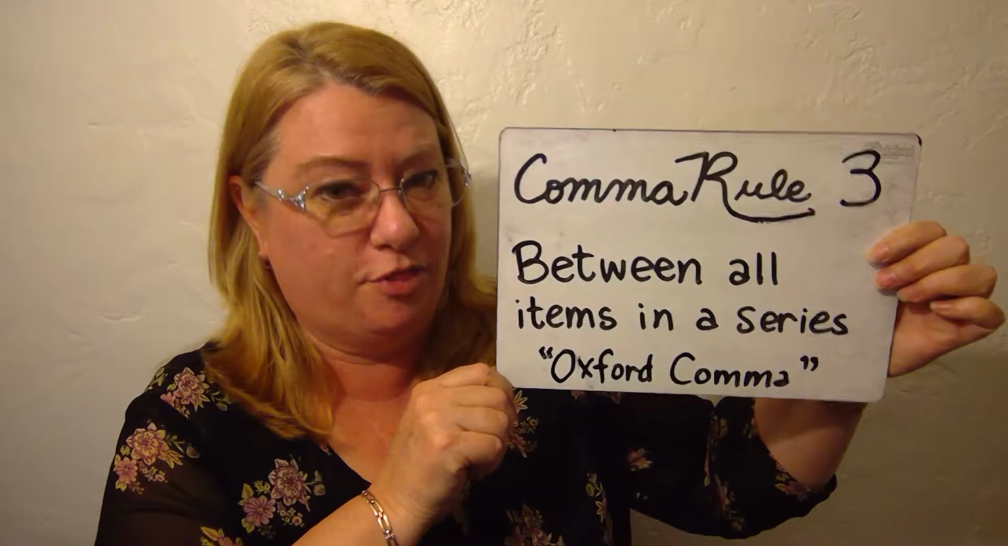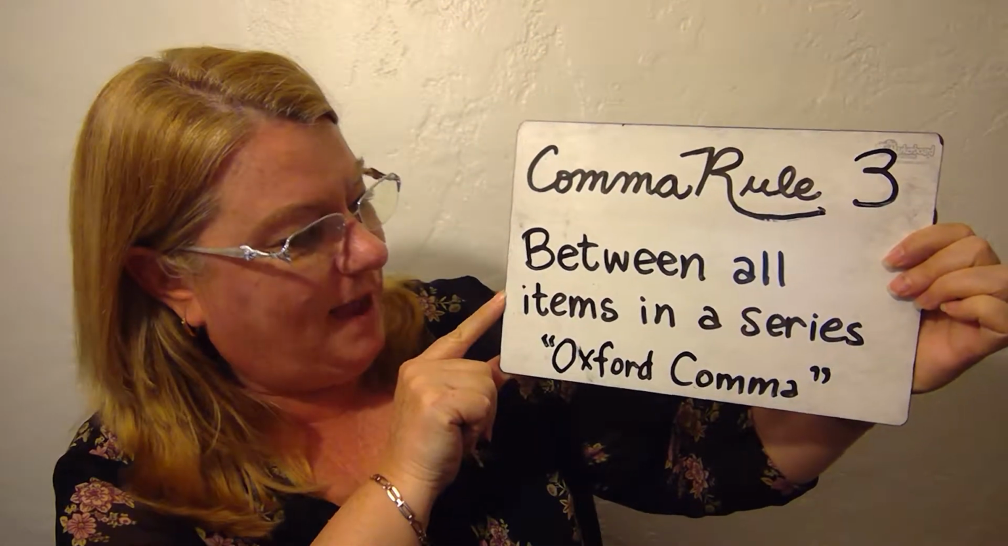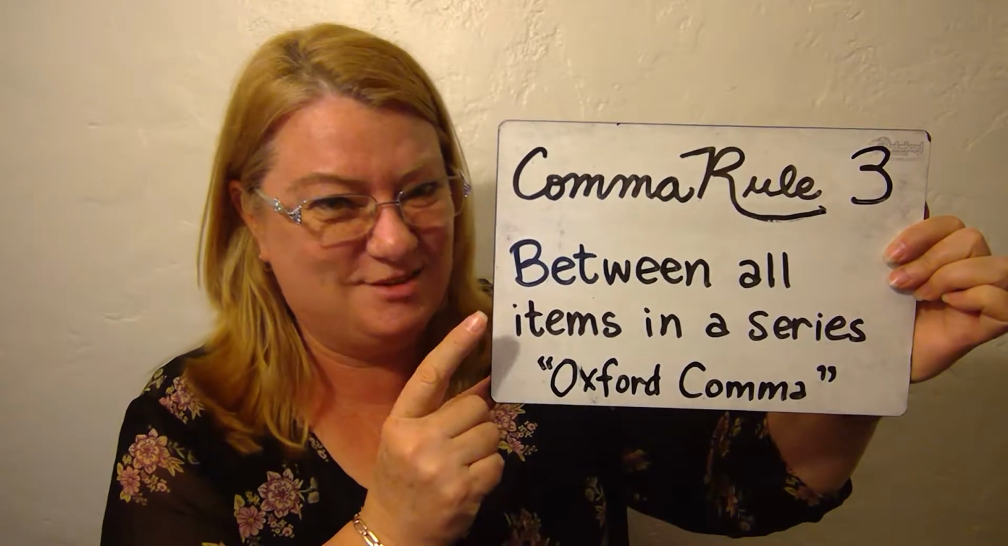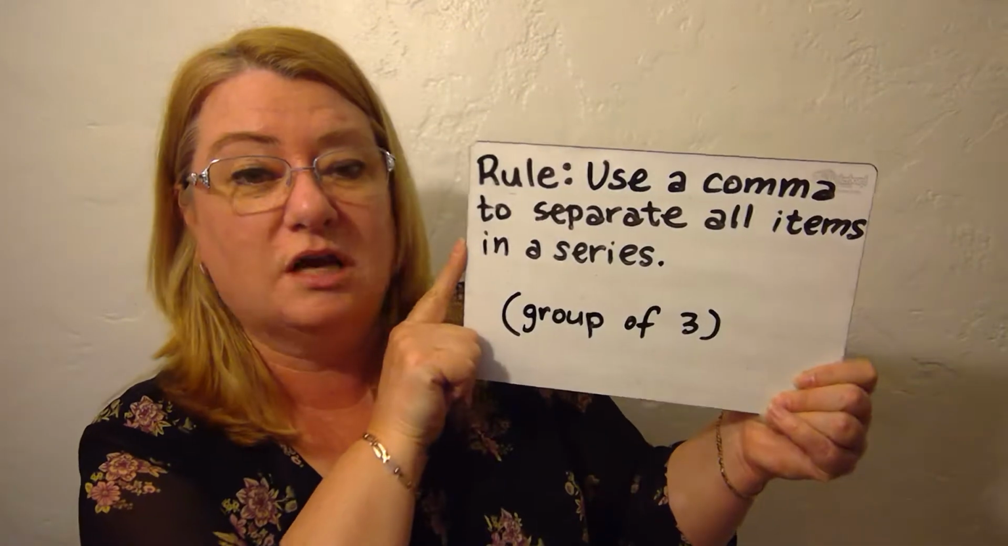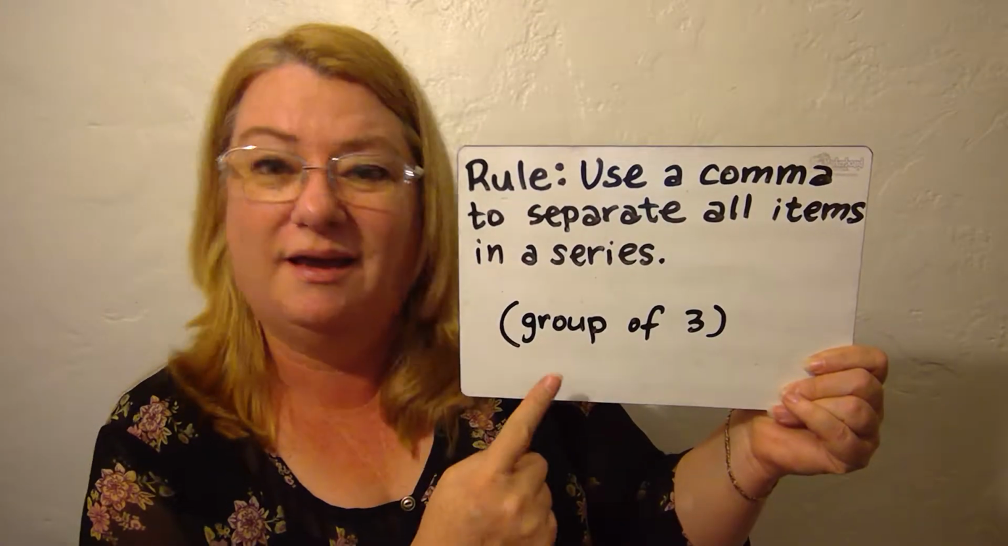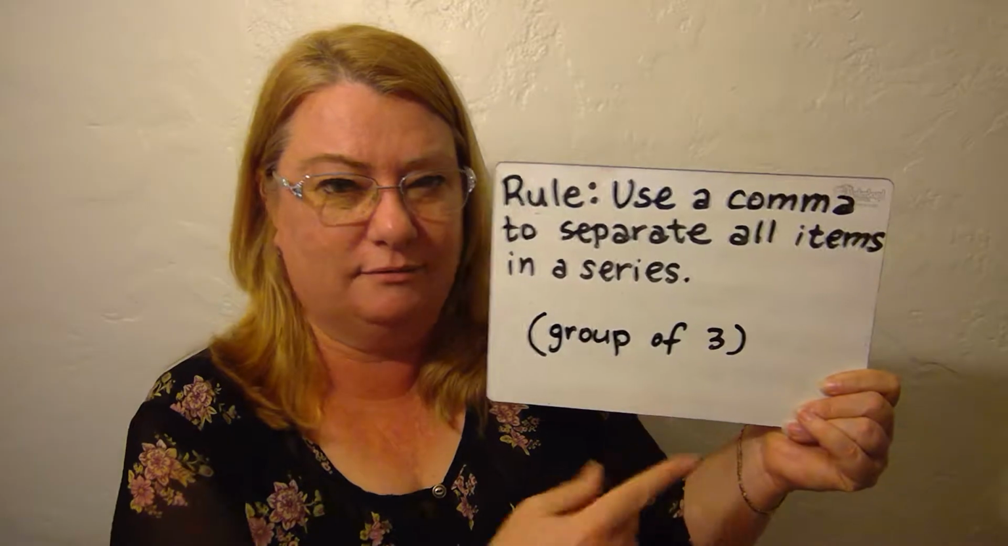Comma rule number three, between all items in a series, also called the Oxford comma. So between all items in a series. Let's look at the rule. The rule says, use a comma to separate all items in a series. And they're usually in groups of three.